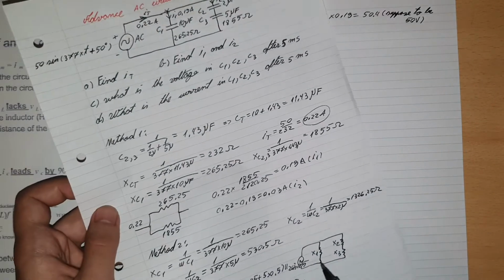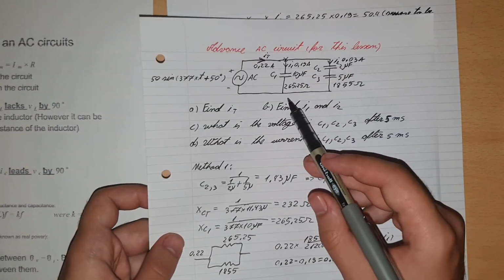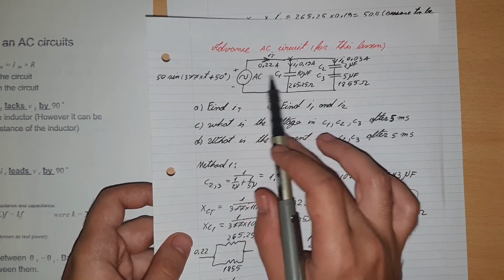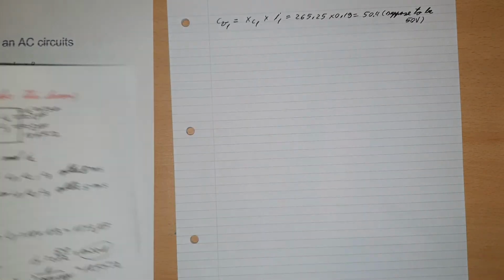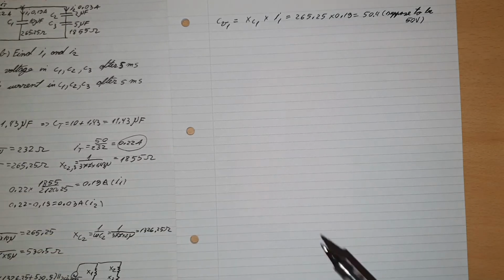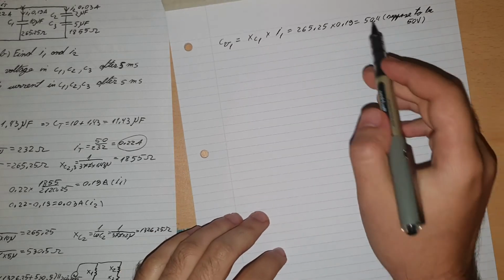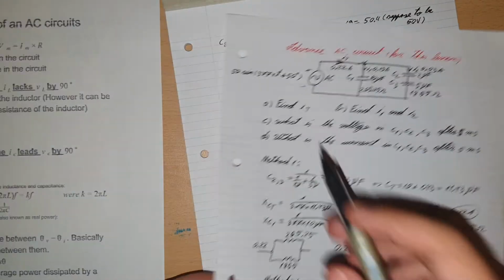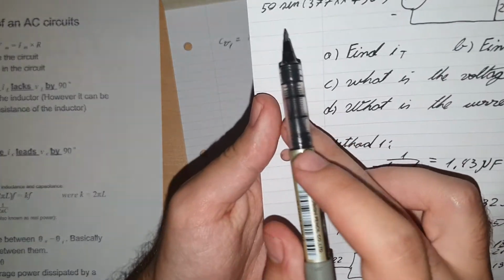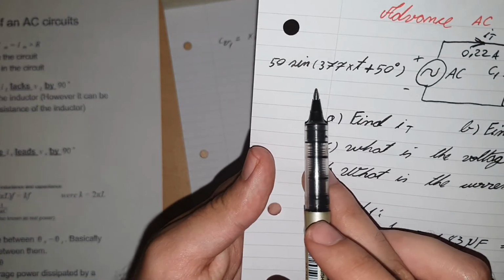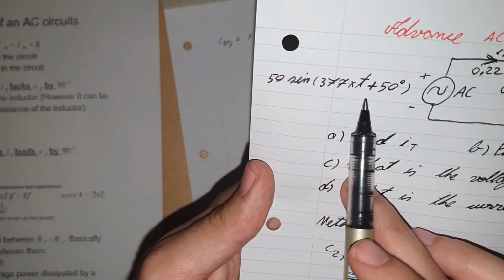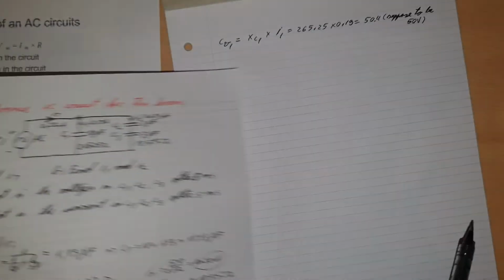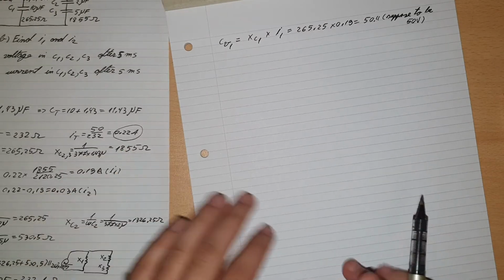Because as you can see, they are connected in parallel, so they should have the same voltage. However, for CV2 and CV3, they will have a different voltage. Actually, let me rewrite this one as well. So by rewriting it, I mean I'm going to rewrite this part here, because there you go, it's 50 sine 377 times t plus 50 degrees, so we need to remember the 50 degrees in it.